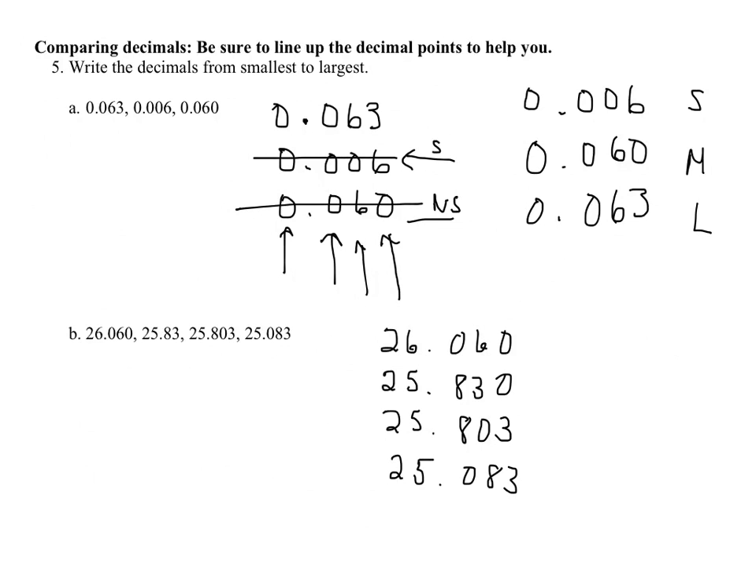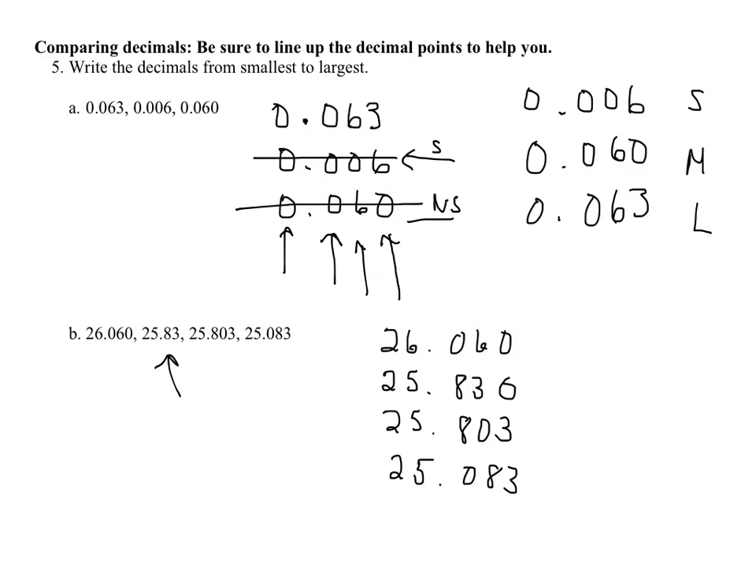And I want to make sure I copy everything correctly. And you know what I automatically did for this second number? I just tacked on a 0 to make sure that all of them had the same number of digits.